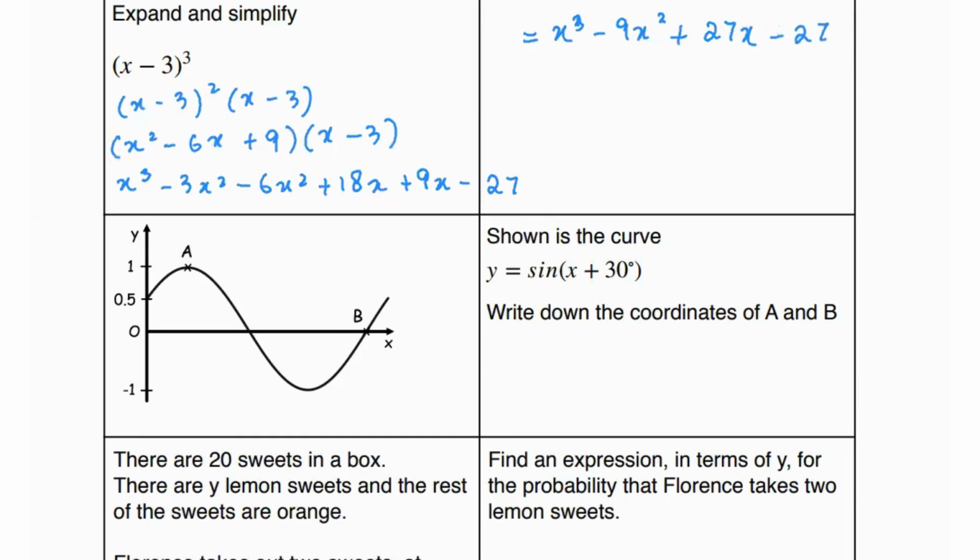What we did is that we collected the like terms. So negative 3x squared minus 6x squared is negative 9x squared. And 18x plus 9x is 27x. So this is your answer.